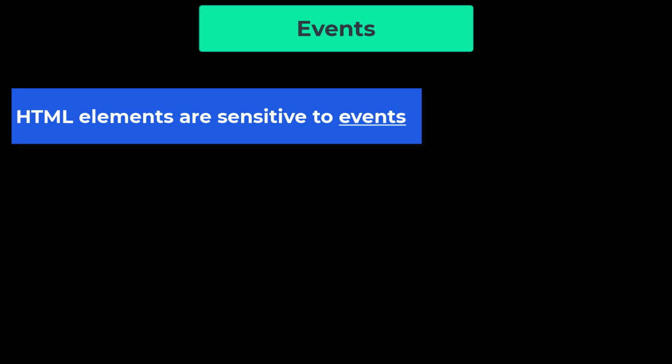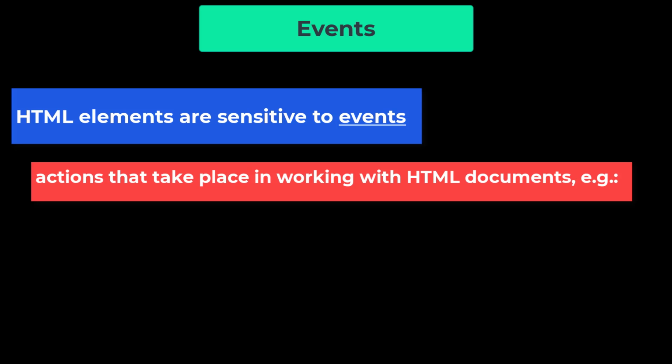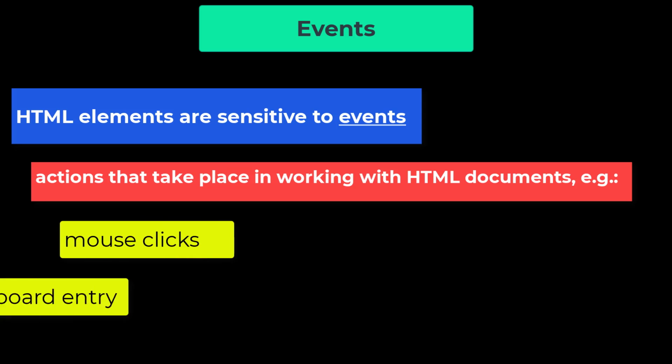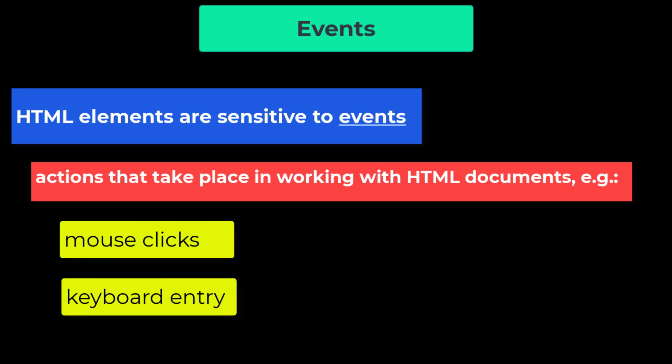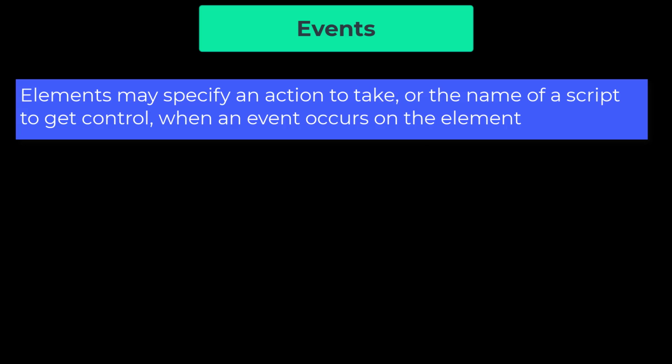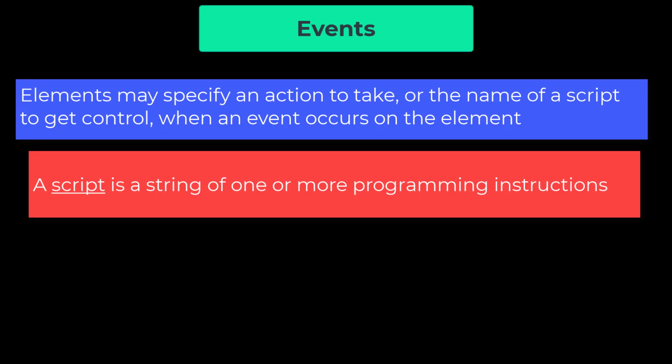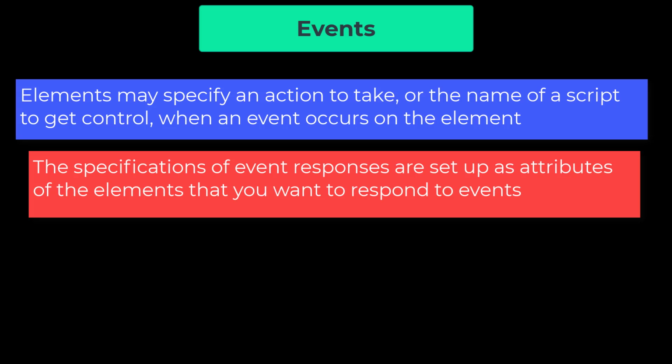Now we turn our attention to events. HTML elements are sensitive to events, which are actions that take place in working with HTML documents. For example, mouse clicks, keyboard entry, that sort of thing. Elements can specify an action to take or the name of a script to get control when an event occurs. A script is a string of one or more programming instructions.